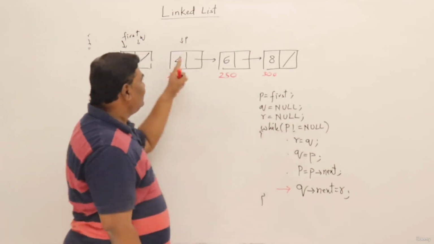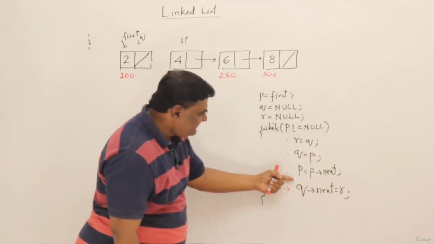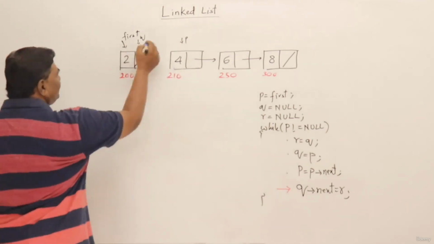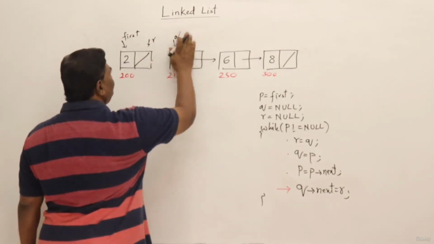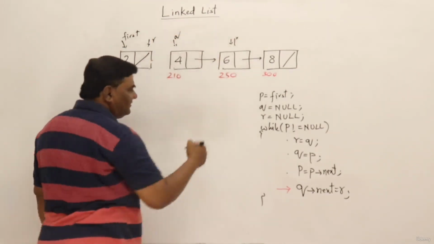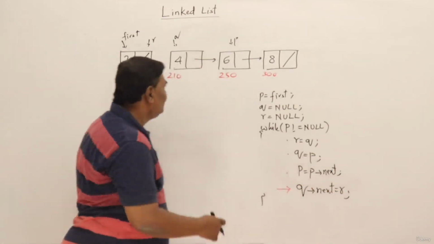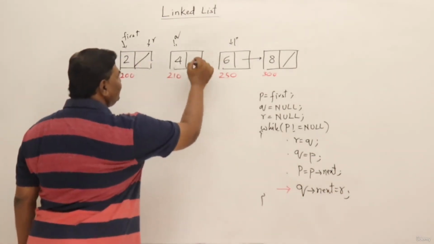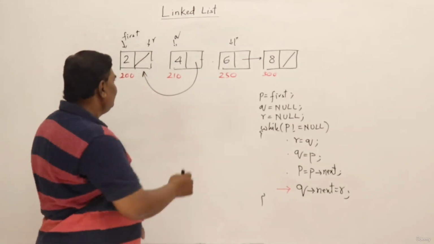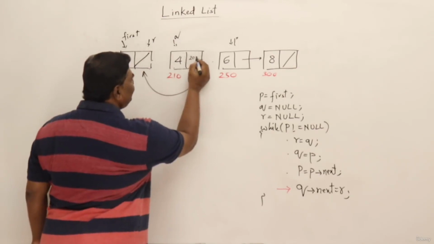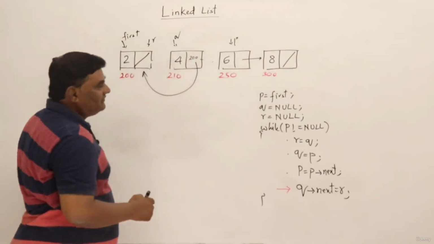Continue. P not null. Yes, P is pointing on some node. Then slide them, these three steps. R comes on Q. Q goes on P. P moves to the next node. Three steps over. Now Q's next is R. R is this node, so it is pointing on this node. Means here the address 200 will be written. Earlier it was 250, but now it is 200.